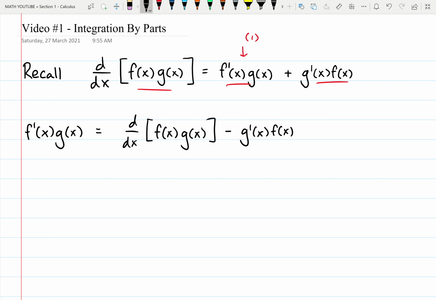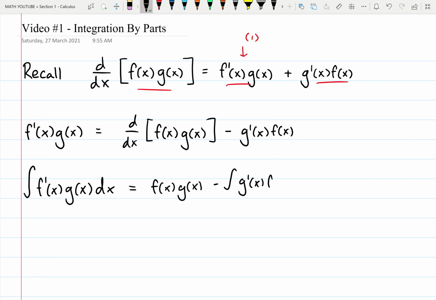And now let's go ahead and let's integrate on both sides. And this gives f prime of x, g of x, the integral of that product, is equal to f of x, g of x, minus the integral of g prime of x, f of x. So basically, integration by parts is just a rearrangement of the product rule, and then you just integrate. That's all it is.